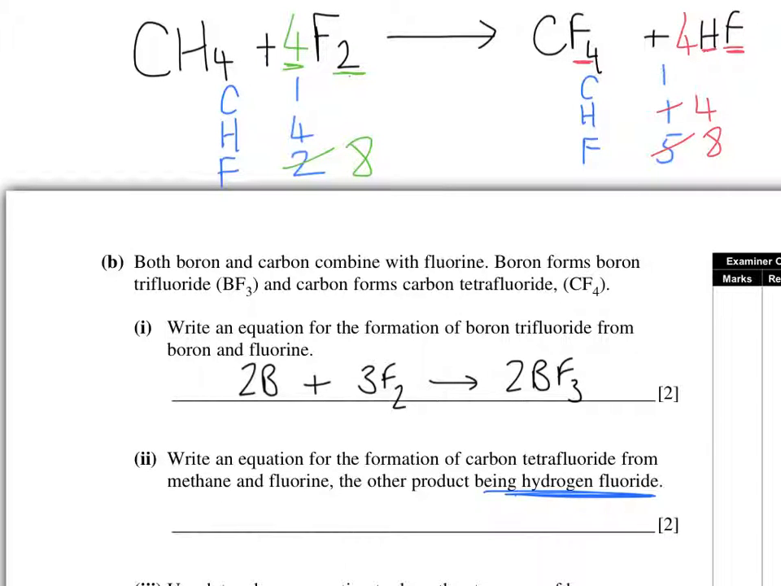So it's 1 molecule of methane reacts with 4 molecules of fluorine to give me 1 molecule of carbon tetrafluoride and 4 molecules of hydrogen fluoride.